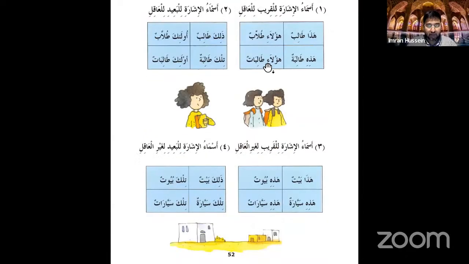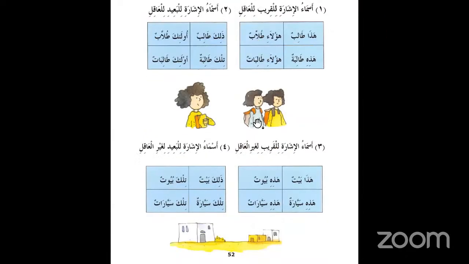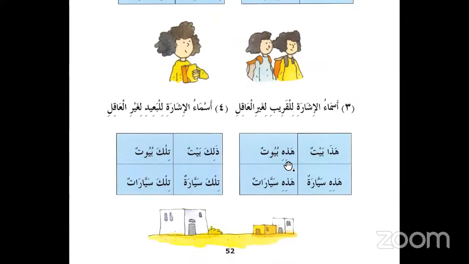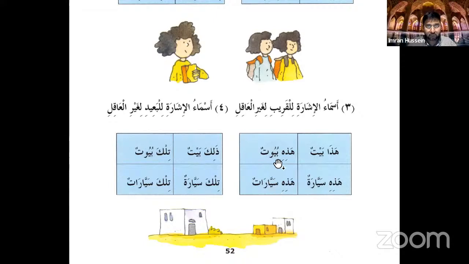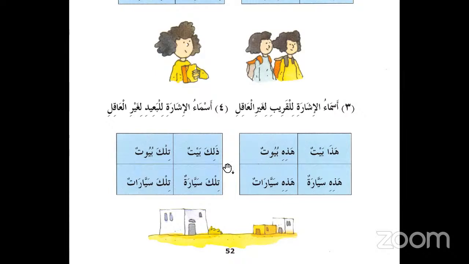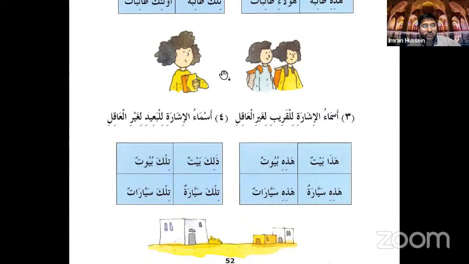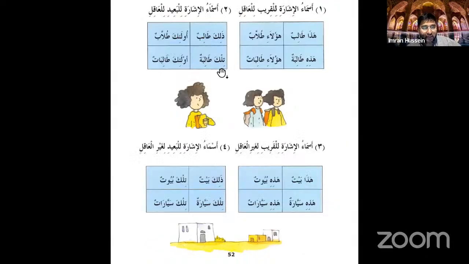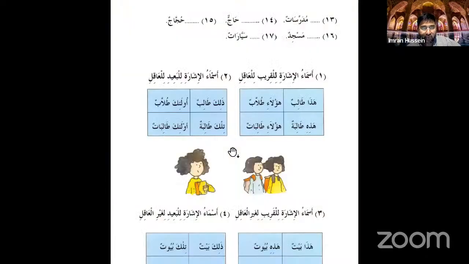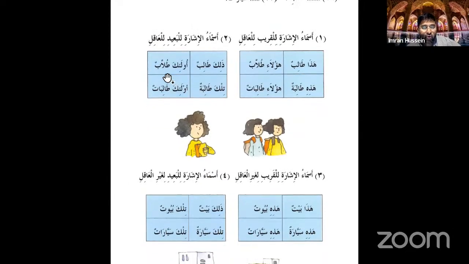Hadhihi sayyaratun, this is a car. Hadhihi sayyaratun, these are cars. And then dhalika baytun, that is a house. Tilka buyutun, those are houses. So normally, when we use dhalika for human beings, we will normally use ulaika. So if you see over here, we'll say ulaika tullabun, those are students.